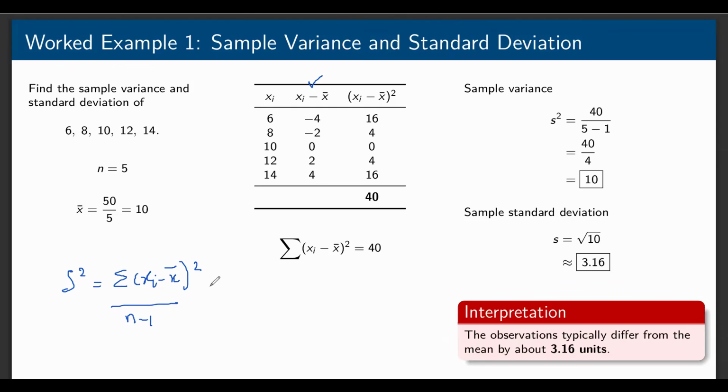We just plug this into the formula. We have 40 all over n, which is 5, minus 1. So 40 over 4, which is equal to 10. So the sample variance s squared is equal to 10. To find the sample standard deviation, s equals the square root of 10, which is approximately 3.16. Therefore, the observations typically differ from the mean by about 3.16 units.